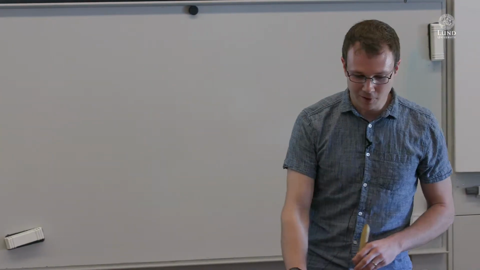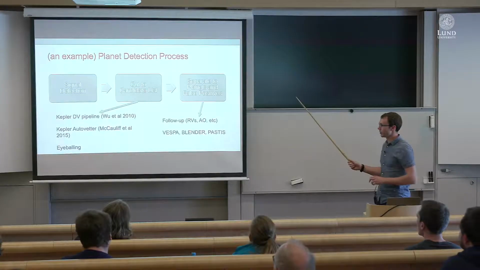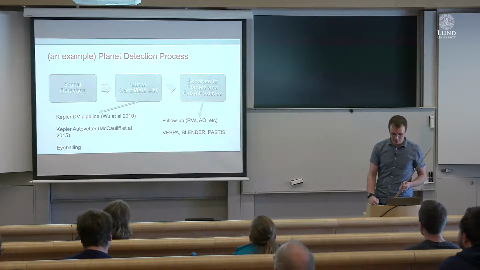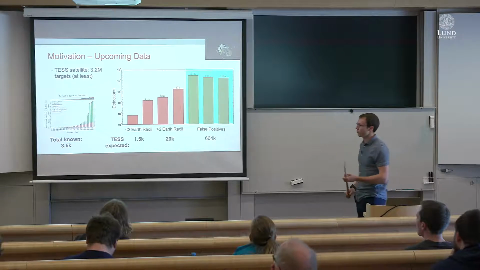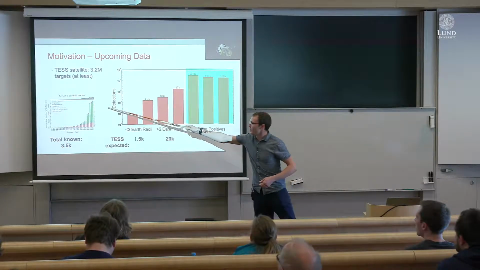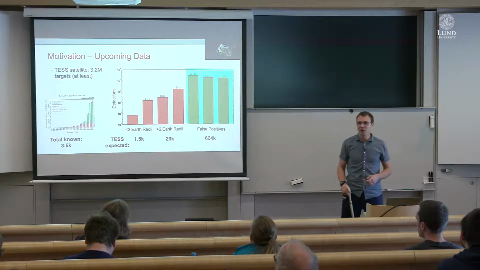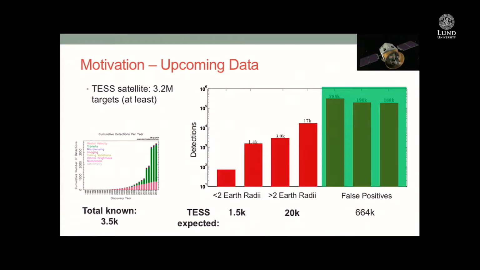Now, the motivation for trying to apply machine learning to all of this, either in the first step, the second step, or the entire thing, is that so far, I said we've got 3,500 planets down over there. Currently, the TESS satellite was launched about a month ago and is under commissioning and is expected to observe somewhere in the tens of millions of different targets.